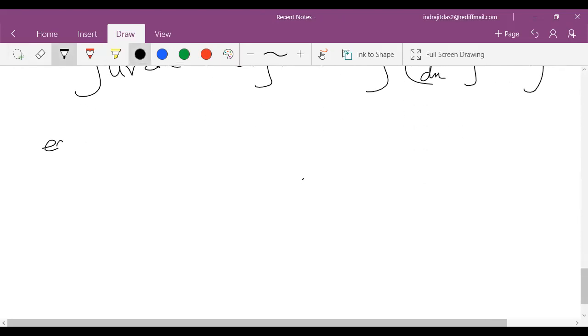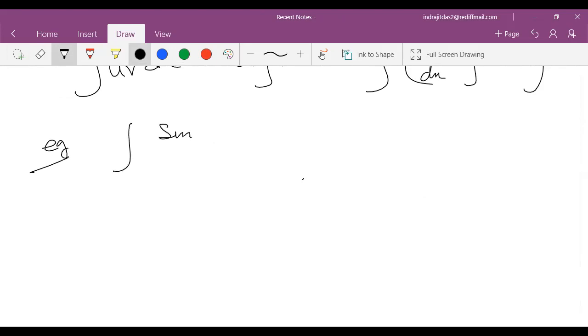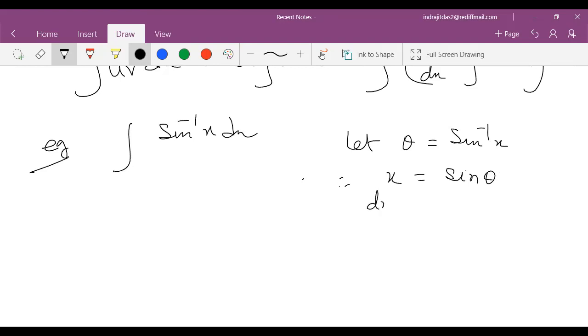Now let us take an example. Some example I am doing, like integrate sine inverse x dx. So I always take, let theta is equal to sine inverse x. Always I take that. Therefore, x is sine theta, because if you reverse the function in that sense, then x will be sine theta. Therefore, dx, the derivative will be cos theta d theta. Now come back to the problem. Instead of sine inverse x, we will write theta. And instead of dx, we will write cos theta d theta.